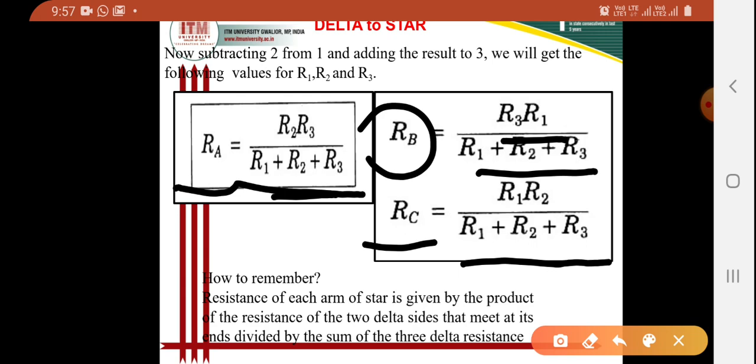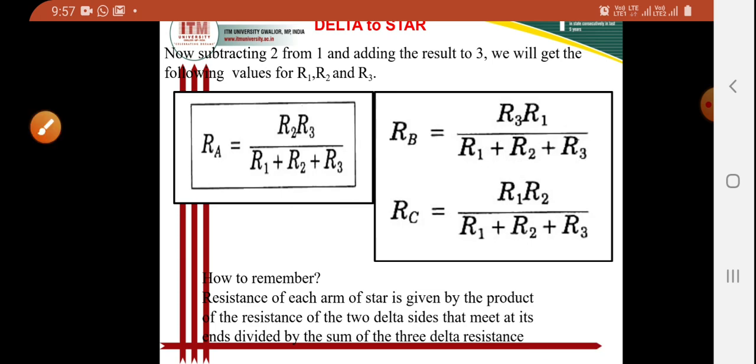So for remembering the formula, here I am telling that the resistance of each arm of the star is given by the product of the resistances of the two delta sides that meet at its end, divided by the sum of the three delta resistances. That means the numerator has the resistances of the two delta sides that meet at its end, and in the denominator all three resistances will be there.